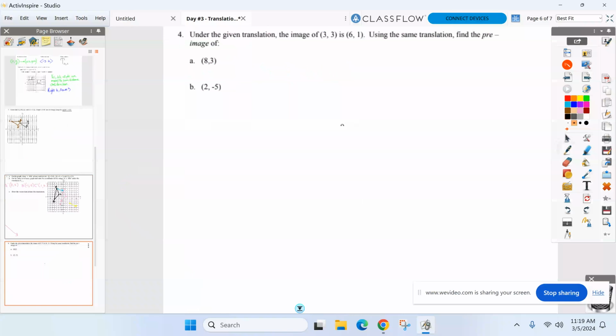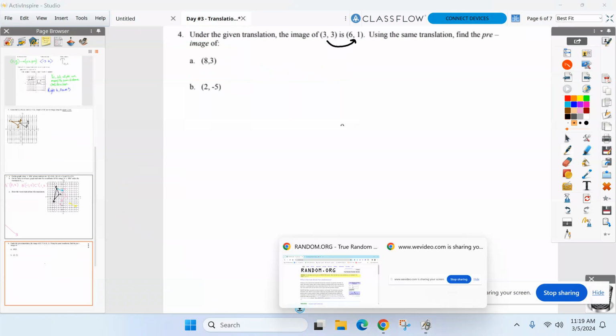Ooh, this one, I got a lot of people third period with this one. Let's see how many I can catch here. All right, first thing, I'm doing a translation. It went from 3-3 to 6-1. Before I read any of the other problem, I need one of you to give me what I did. It's a translation. So where did I slide? Up, down, left, and right, and how many units? From 3-3 to 6-1. What did I do? All right, tell me the distance and direction I did my sliding.